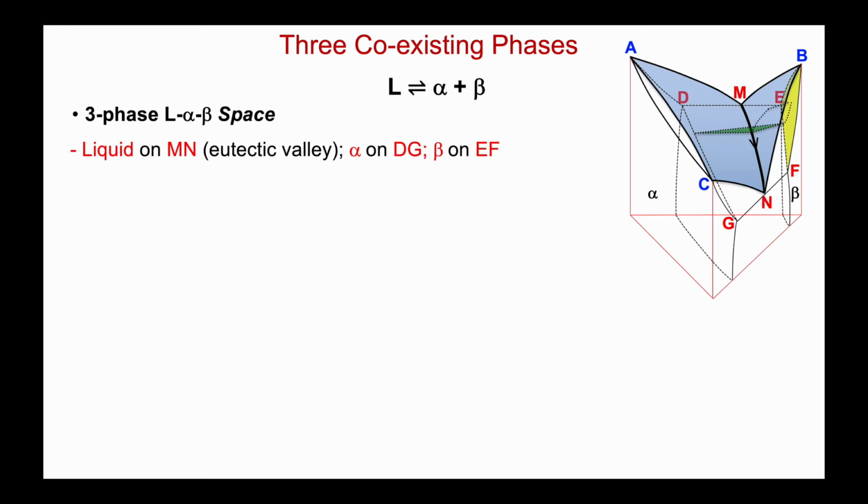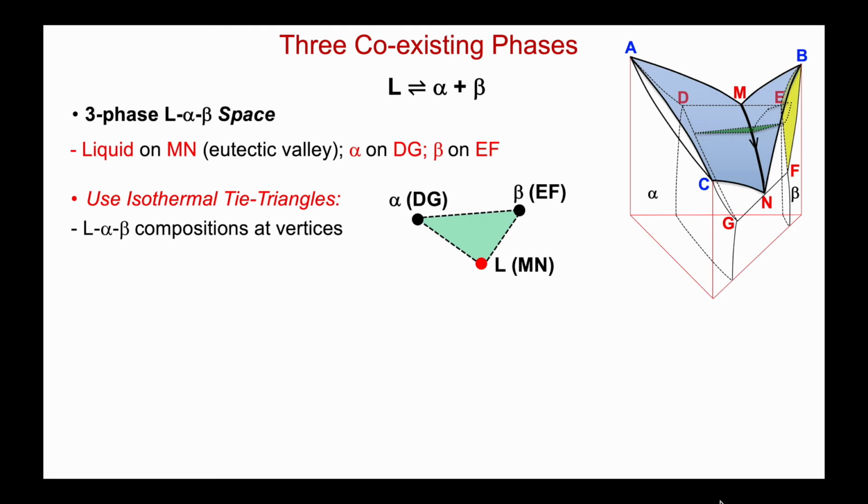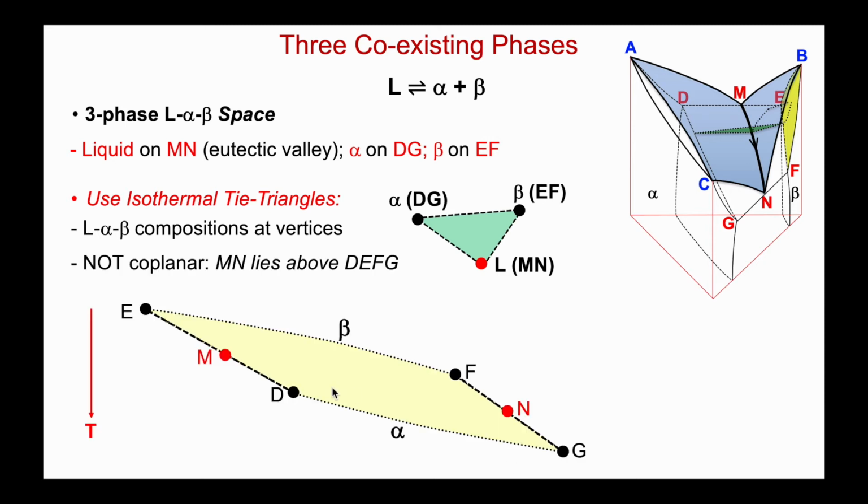When we have a three-phase equilibrium, as we've seen before for all solids, we use tie triangles. And we'll do the same here, except now one of the coexisting phases is the liquid. So in this case, alpha is along DG, this vertex of the tie triangle, beta along EF, and here's my eutectic liquid lying somewhere along Mn. Now actually, Mn, DG, and EF are not coplanar.